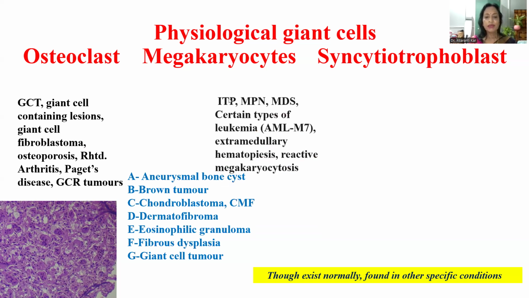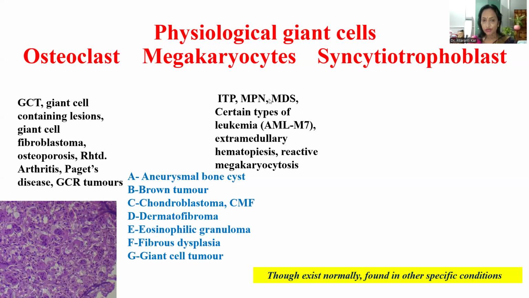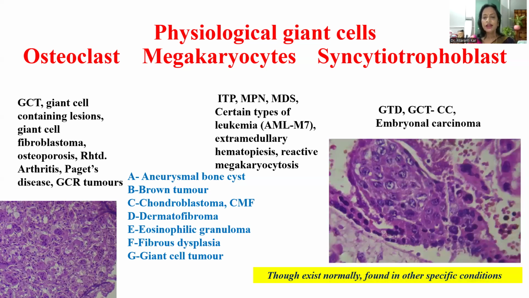Now, the megakaryocytes are present in many conditions like ITP, myeloproliferative neoplasm, myelodysplastic syndrome, certain types of leukemia like AML M7, which you must have read in your hematology classes. This is otherwise known as megakaryocytic leukemia, extramedullary hematopoiesis, and reactive megakaryocytosis. In contrast to these two giant cells, the syncytiotrophoblasts are seen in very few conditions, mostly those related to gestation, like gestational trophoblastic diseases, and certain extra-gestational tumors like germ cell tumors of choriocarcinoma or embryonal carcinoma type, where you can see the syncytiotrophoblastic giant cells also.